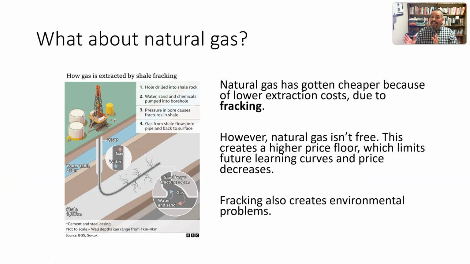Natural gas is an interesting case because it is a fossil fuel, which we want to get rid of, but it has actually followed the learning curve that solar and wind have. It hasn't dropped as dramatically in price, but it has gone down over time. One of the reasons for this is because a lot of our natural gas today has benefited from 40 or 50 years of research into fracking technologies.